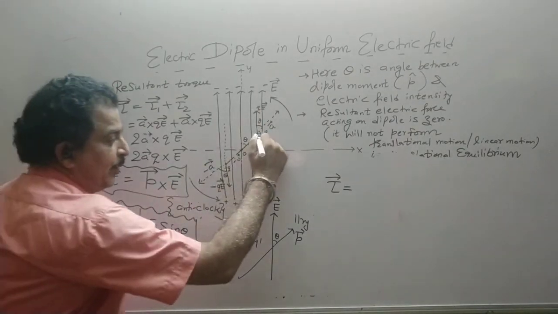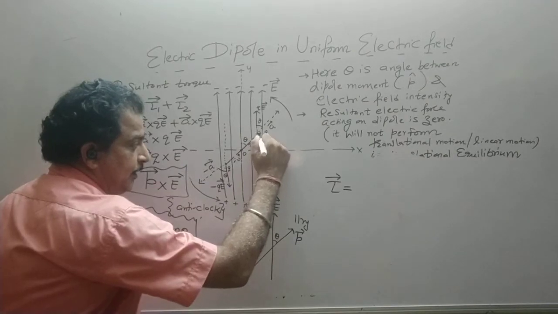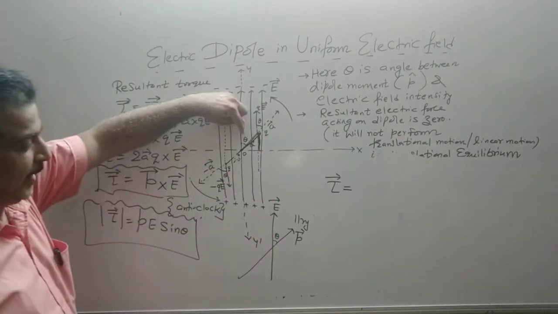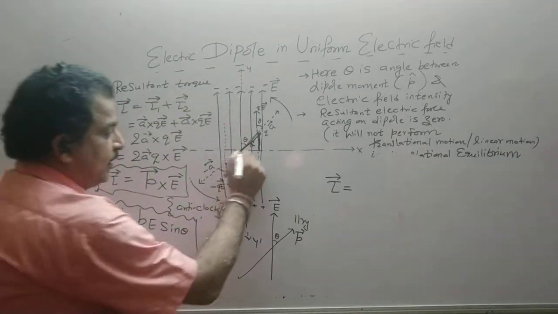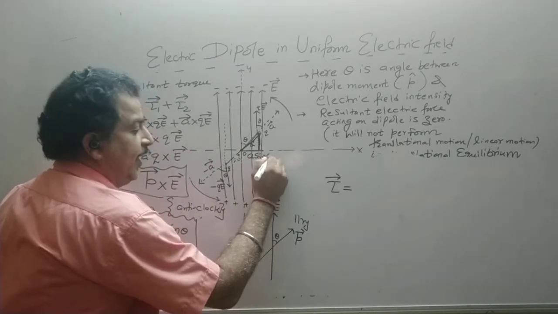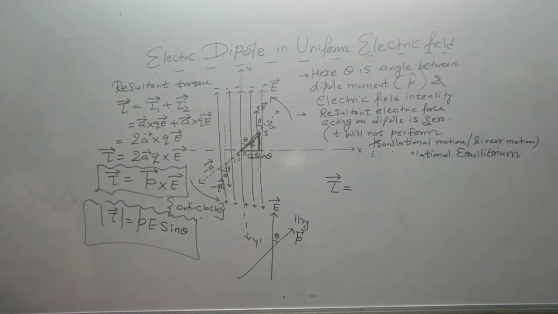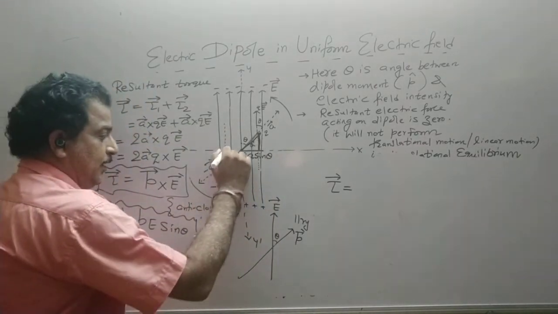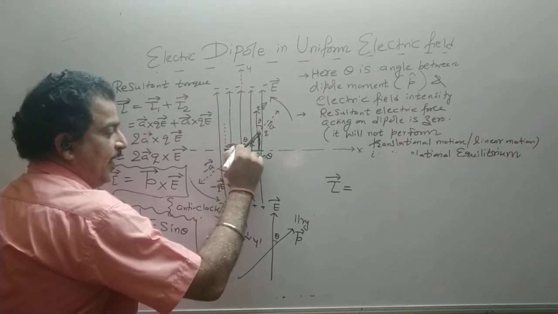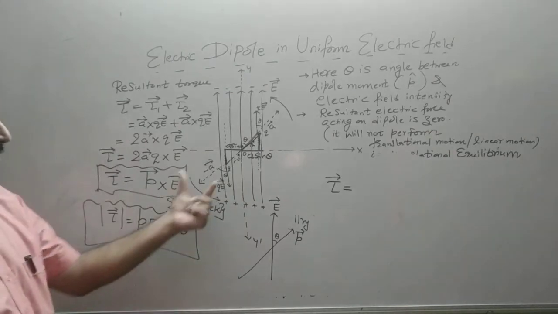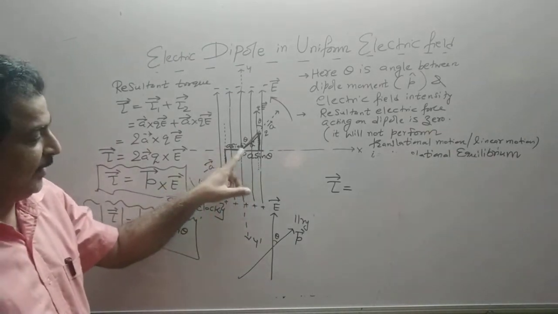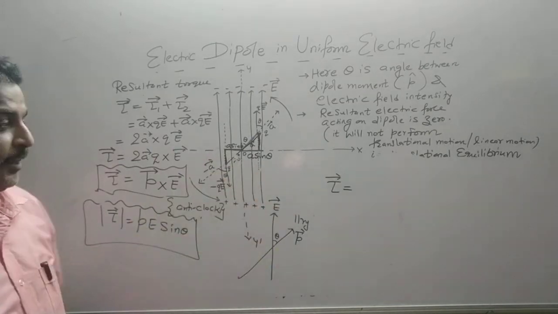So if I drop a perpendicular here, say this is one vector, A vector, this is an angle theta. So this portion, resolving it, comes out to be A sin theta. And if I resolve this, the distance also comes out to be A sin theta. So what is the total distance? A sin theta plus A sin theta, 2A sin theta.